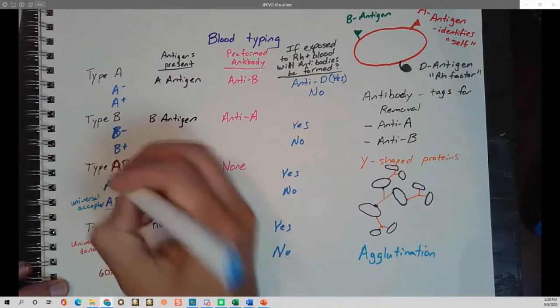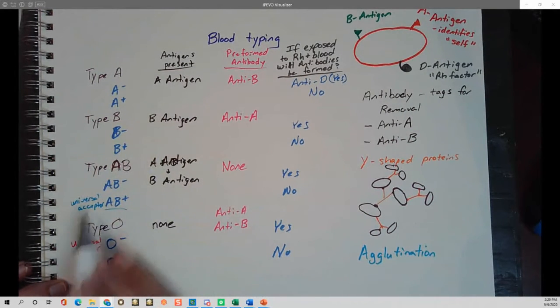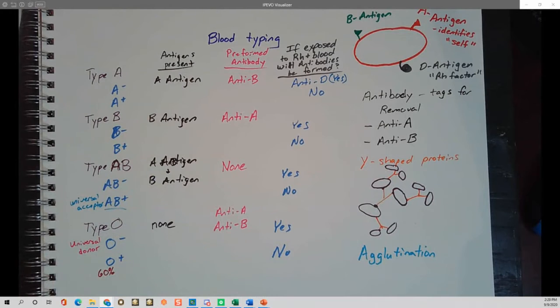If you guys can understand these two concepts between universal donor and universal acceptor, you are going to be good to go in understanding how blood typing works and why we care about it. We really care about it due to the history of blood transfusions.